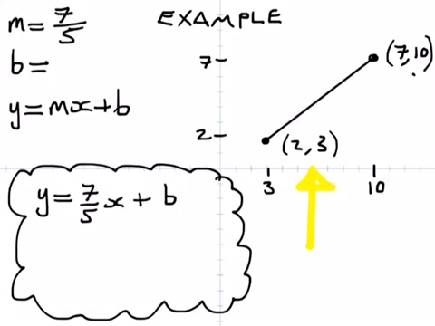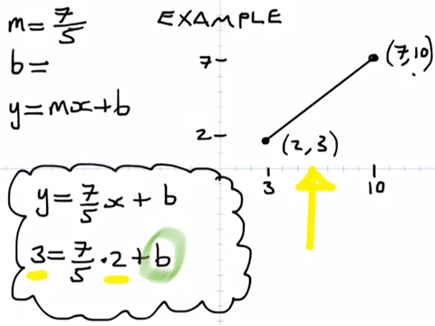We have some points on the line. We know that every point on this line has to satisfy this equation. So we can plug in one of the points and then we'll find out what b is. So we know that when x is 2, y has to be 3. So let's plug in those values. So when y is 3, x is 2, so that means that 3 has to equal 7/5 times 2 plus b. And from this, the only thing that we don't know is b, and we can rearrange it to find out what b is.